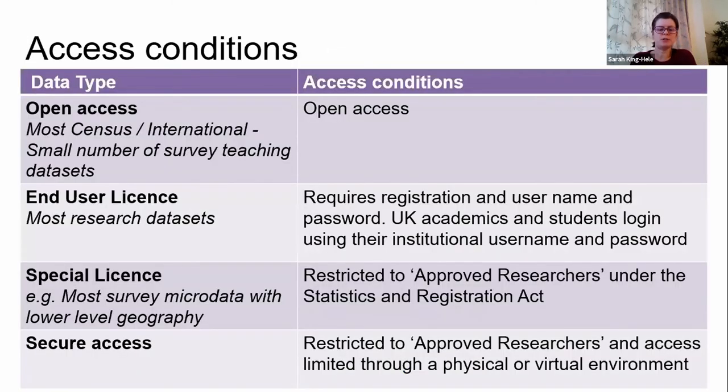Okay then, so how do you get hold of these data? Well, there are four levels of access. Most census and international data are available via open access, and we have a small number of survey teaching data sets that you can get. So these are data sets that you can just go to the website and download, and you don't need to be registered with the data service to get them.